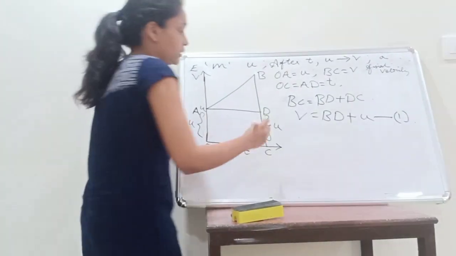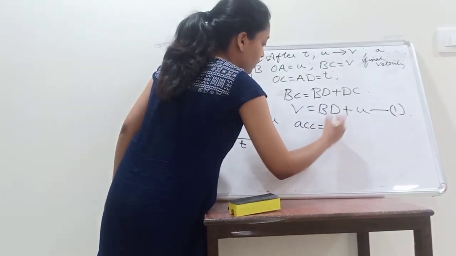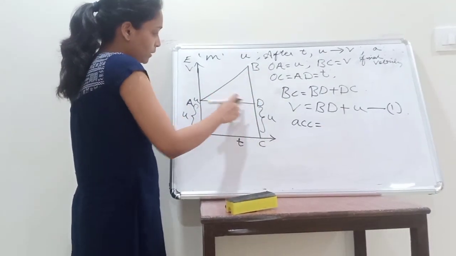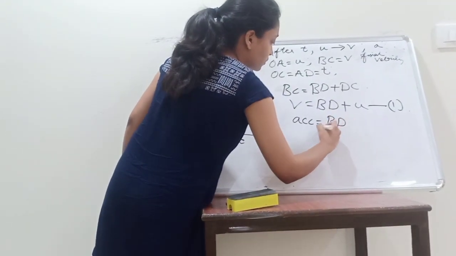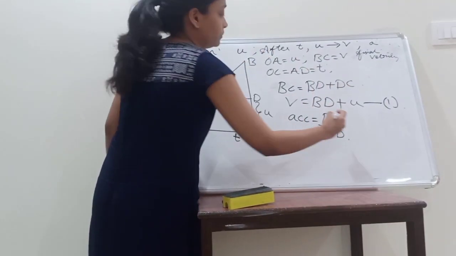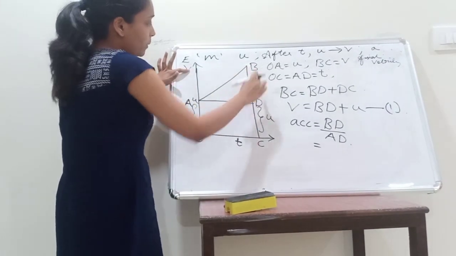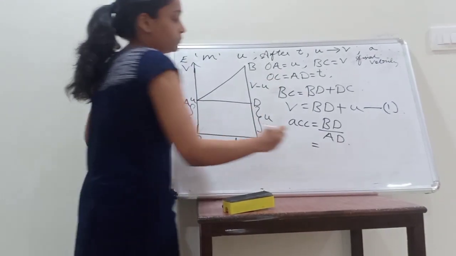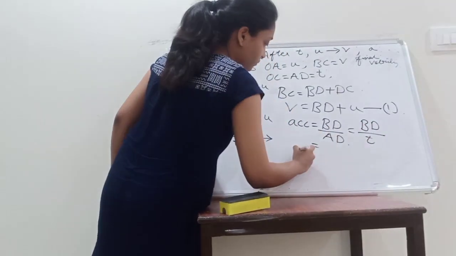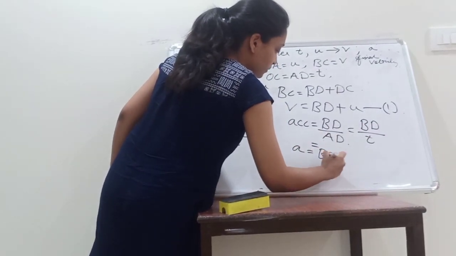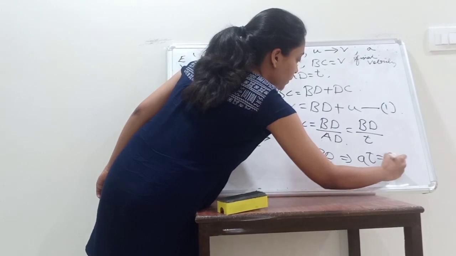Now we know that slope of velocity versus time graph gives us acceleration. So acceleration can be written as BD by AD, because BD gives change in velocity, which is v minus u, and AD is time. So a is BD by t. So this will become at is equal to BD.